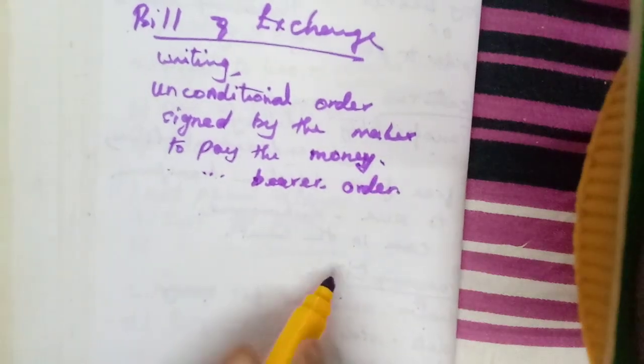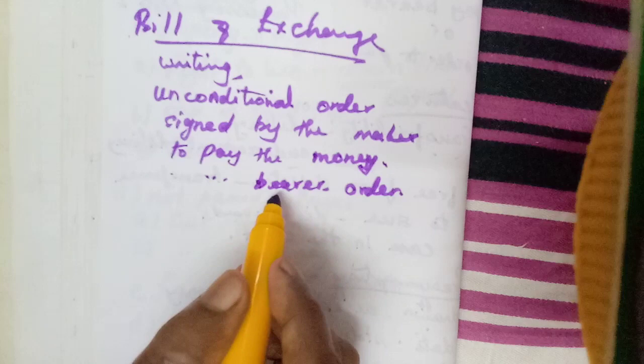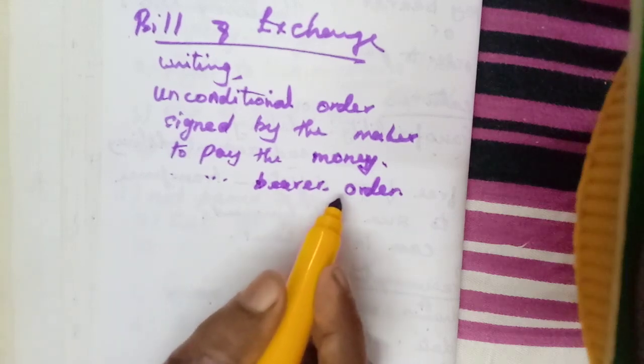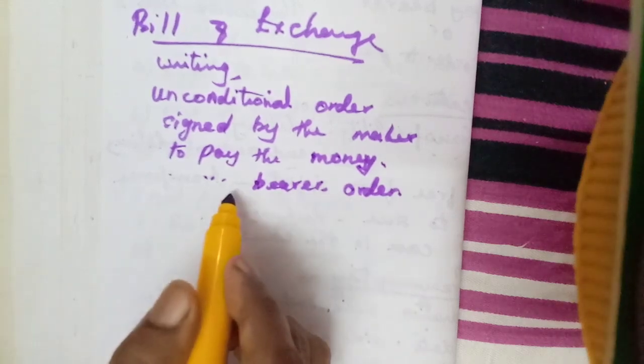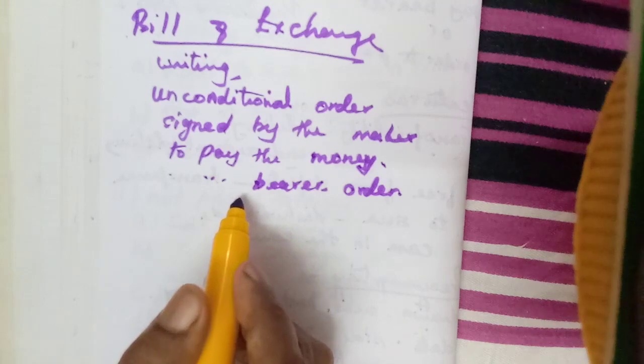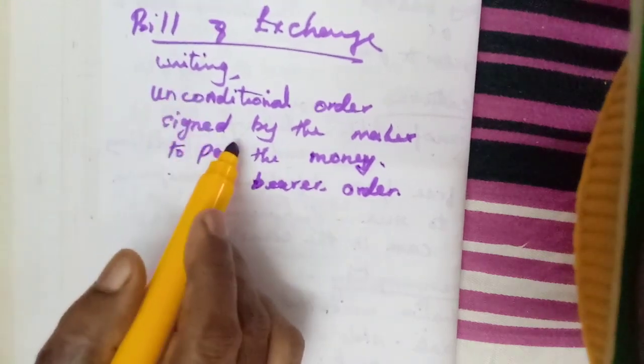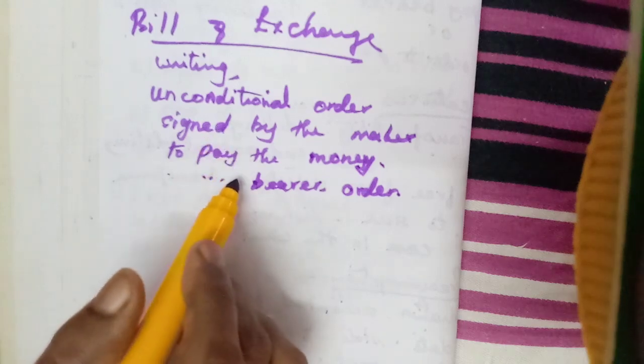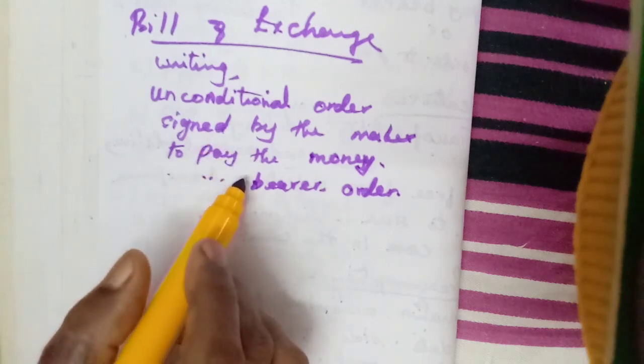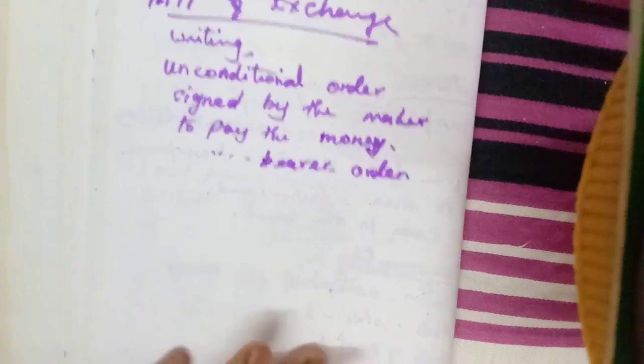Either to the bearer, the one who is holding it, or it will be transferred to someone, a person, and to that person they have to pay the money. That is called a bill of exchange. So all these are the characteristics. And now we will learn the check.